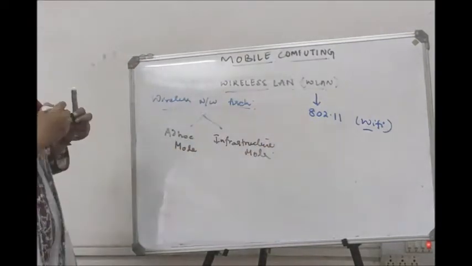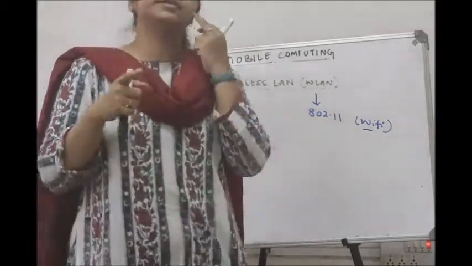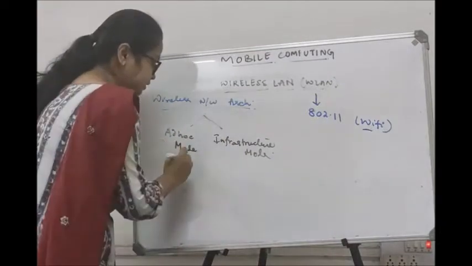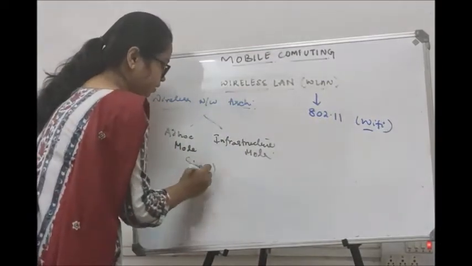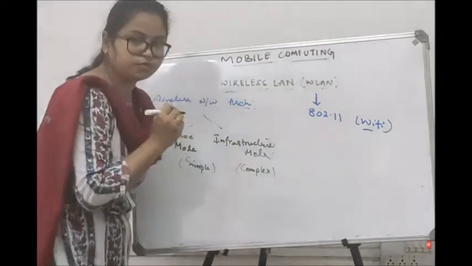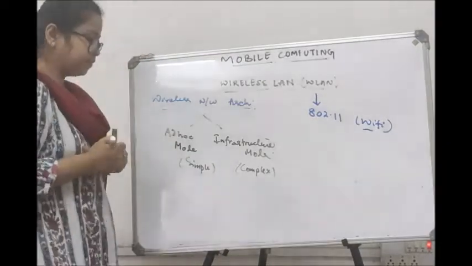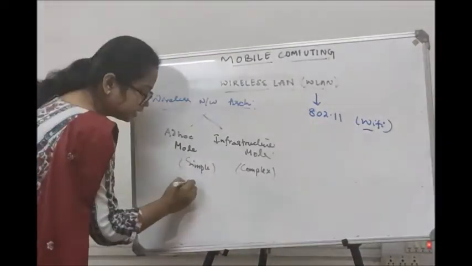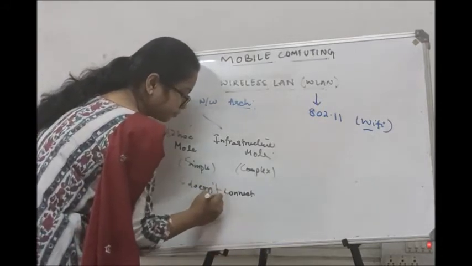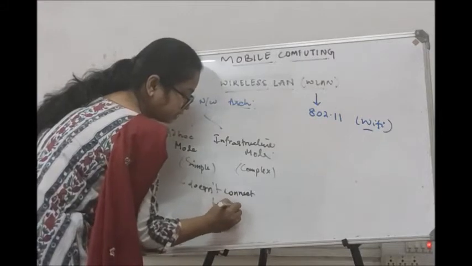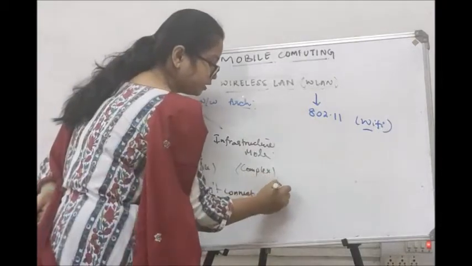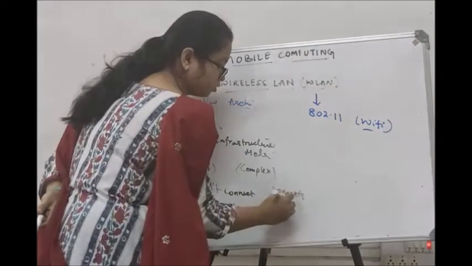So usually the architecture is defined in two ways. One is ad hoc mode and the other is infrastructure mode. This is simple. This is a bit complex, or sophisticated, you will say. Now, since ad hoc is simple, it doesn't connect to the internet. Internet means the web. It doesn't connect to the web, but infrastructure mode connects to the internet.